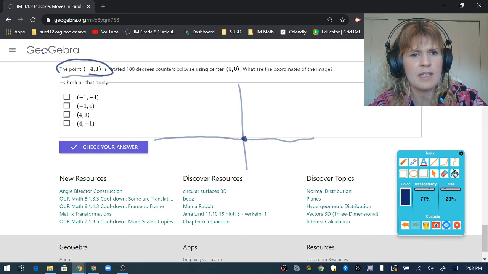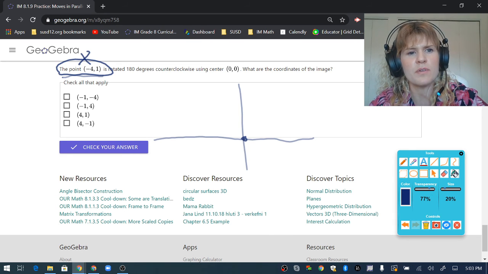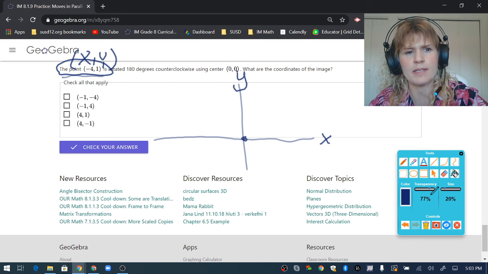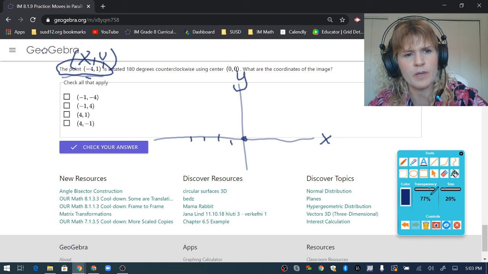It says the point -4, 1. Remember, the x value is first, followed by the y value. Okay? The y-axis is up and down. The x-axis is side by side. So -4, 1, 2, 3, 4. There's -4. And the y value is 1. So just go up 1. That means my point is right about here. Let me label that -4, 1.